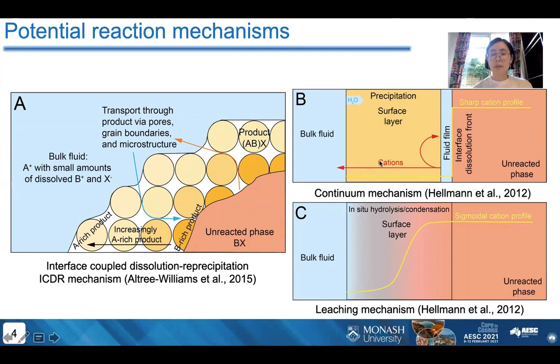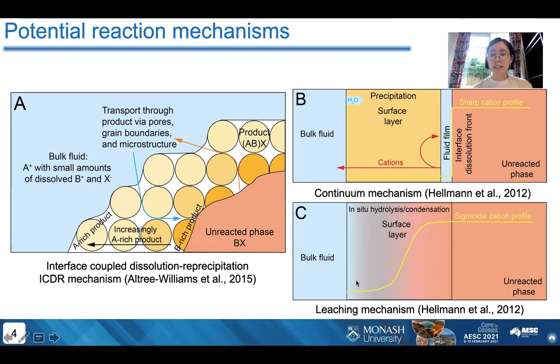However, some low-temperature weathering studies suggest that there can be a 500 nanometer thick amorphous phase between the unreacted phase and the secondary phase, which needs the continuum mechanism. Compared to the ICDR mechanism, this continuum model, which is also based on the interface-coupled dissolution-reprecipitation process, suggests that the amorphous phase contains precursor nuclei that permit in situ crystallization of the secondary phase.